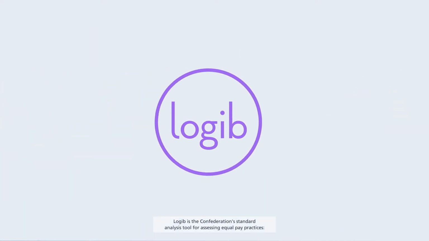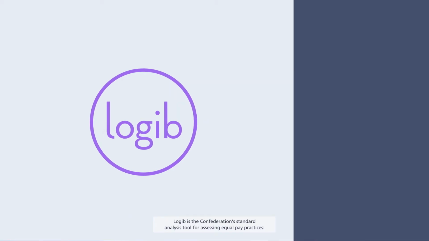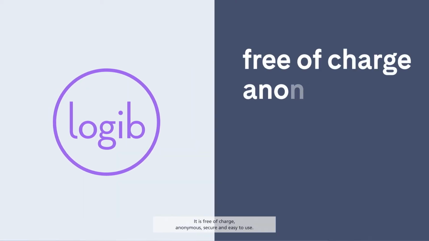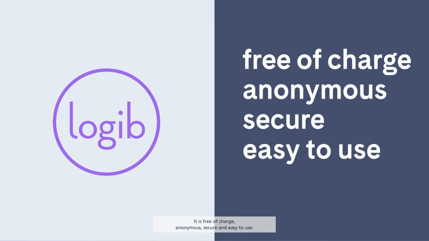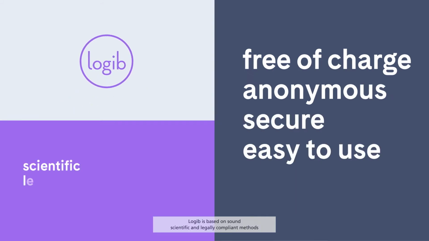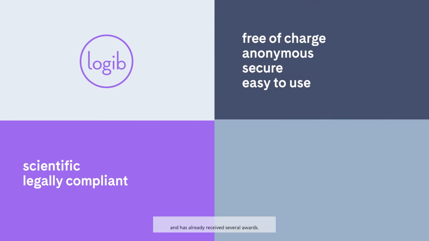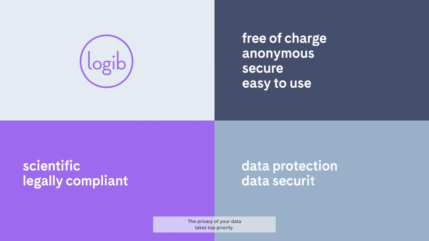Logib is the Confederation's standard analysis tool for assessing equal pay practices. It is free of charge, anonymous, secure, and easy to use. Logib is based on sound scientific and legally compliant methods and has already received several awards. The privacy of your data takes top priority. It is not disclosed to third parties or saved.